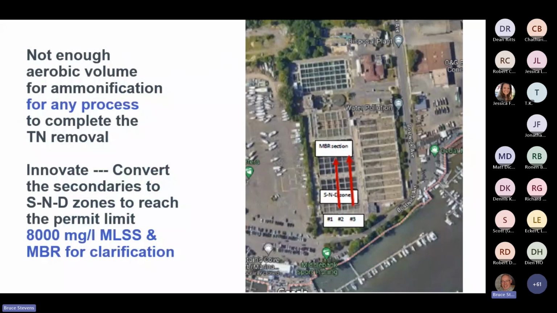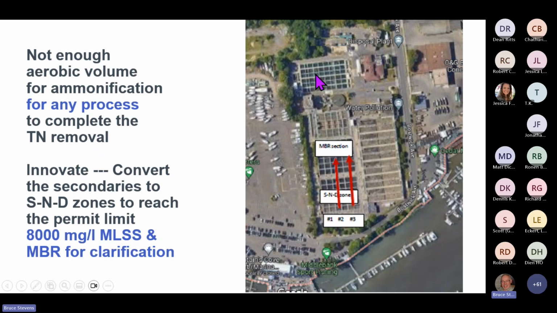So this is a look at the overall plant layout. You're sandwiched between this marina where all the rich people have their boats. That's not going to move. There's some industry over here, which is not going to move. Housing up behind it, and the water right next to us. So there's really not a lot of room here.